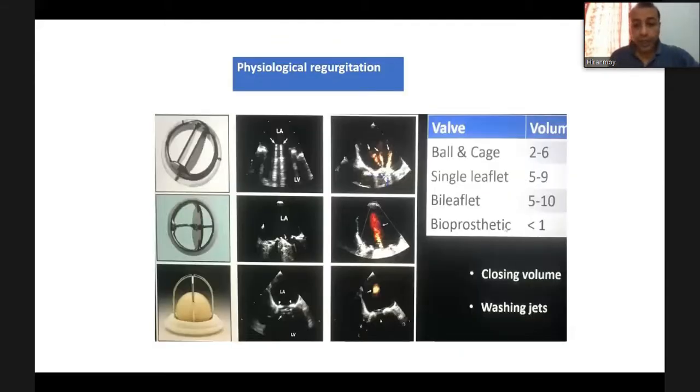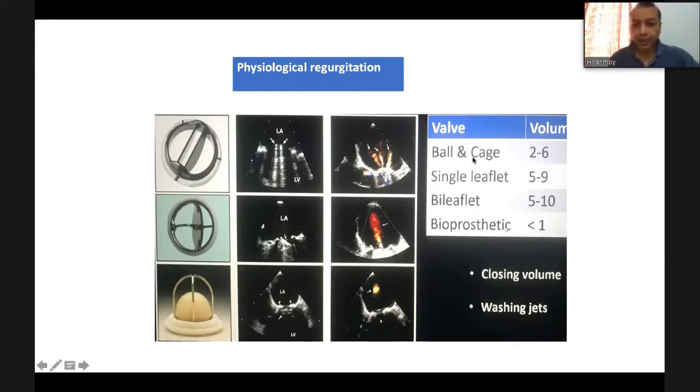Now, as there is stenosis, there is some regurgitant effect also. So there is some physiological regurgitation in all prosthetic valves. Bear in mind that there is some physiological regurgitation in all prosthetic valves. Sometimes it causes a volume load, and some authors call it a washing jet phenomenon, and there are some parameters for how much regurgitation is physiological.